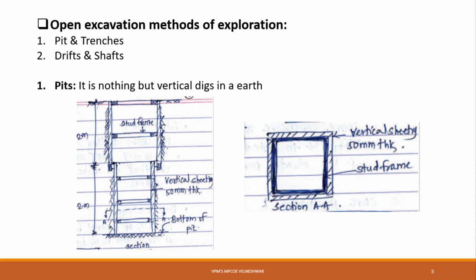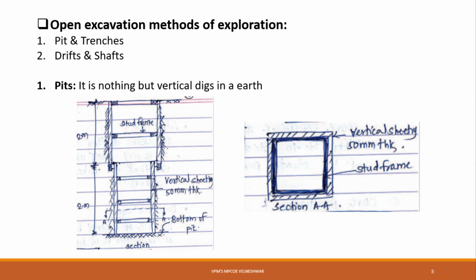Now there are some other methods of soil exploration, that is open excavation methods. In open excavation methods there are two types. The first one is pits and trenches, and the second one is drifts and shafts. Now we'll see them one by one, starting with pits and trenches. Open excavation is made to inspect the substrata, and the substrata is inspected by using these two methods.